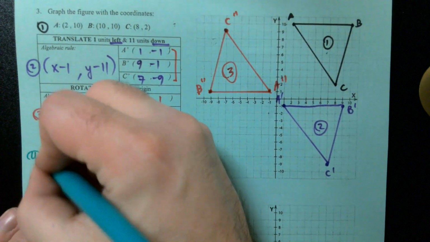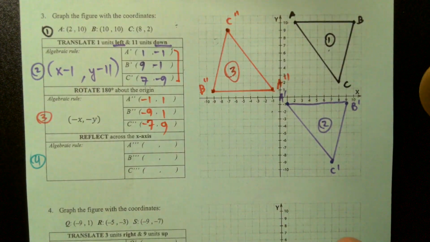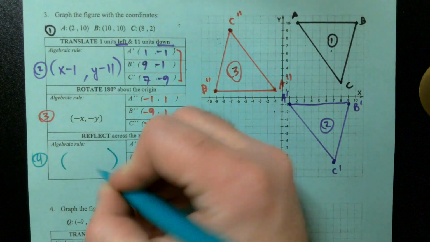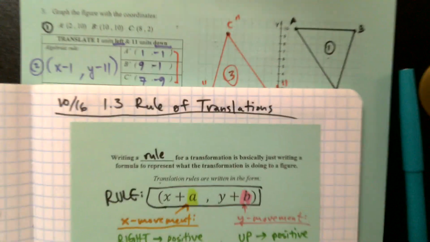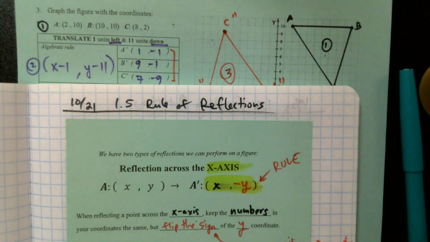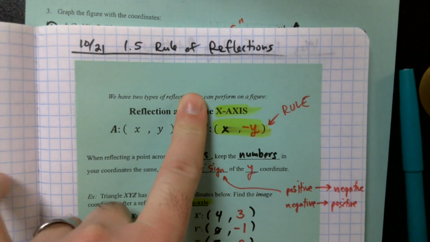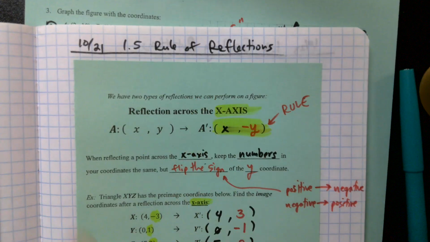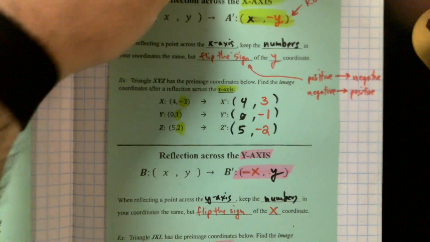And finally, I'm going to reflect across the x-axis. What's my rule for a reflection across the x-axis? Let's take a look. If I'm asking for the rule of reflection, I should probably find the lesson titled Rule of Reflections. Right? If you're not writing the heading in your notes, you don't know what lesson that is, which is your fault, unfortunately. I have 2 rules of reflections.